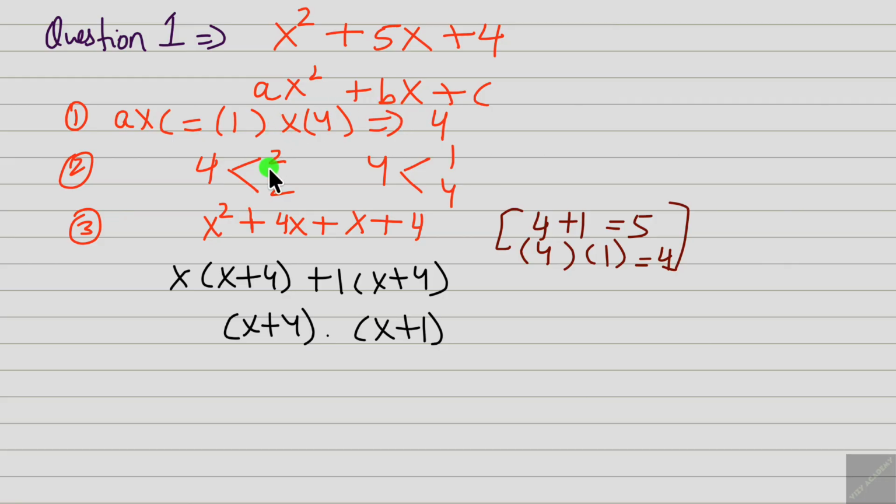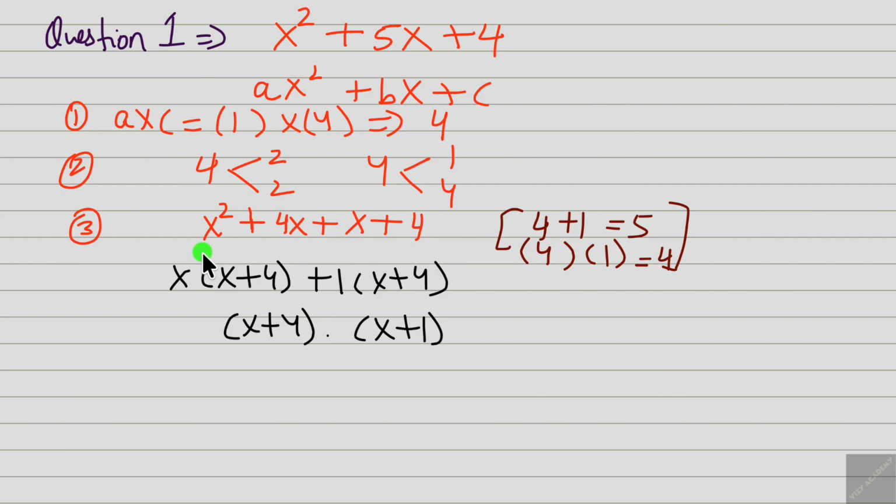So the factors of 4 are 2 and 2, and 1 and 4. Now 2 plus 2 is equal to 4, so that is not equal to 5, but 1 plus 4 is equal to 5. So we will split up the b here. It will be x square plus 4x plus x plus 4. Again, 4 plus 1 is equal to 5, and 4 times 1 is equal to 4.